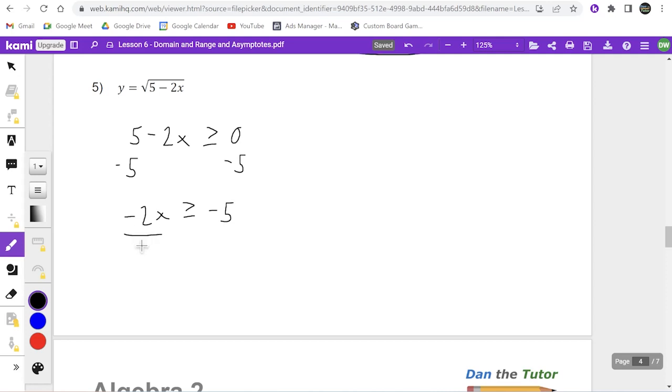They don't scare me. Divide both sides by -2. And we remember, when we divide by a negative number, you switch the direction of the sign. So now it's less than or equal to. And -5 divided by -2 is just 5/2.